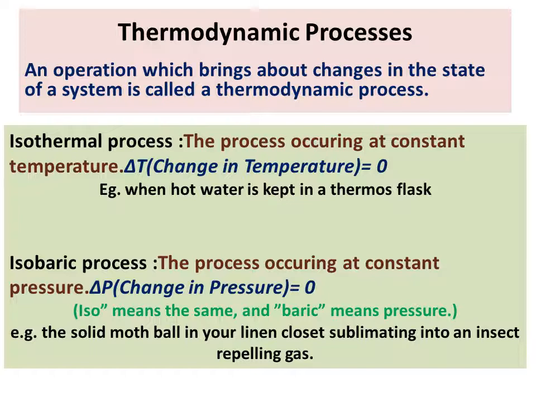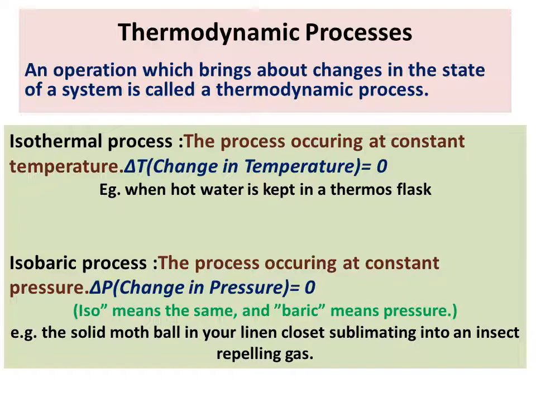You simply put mothballs in your cupboards and clothes to protect them from insects. What happens there? That mothball turns into vapors. So at what pressure? At constant atmospheric pressure. It is converting from solid to gaseous state. It is subliming. So this change of state, there is change of state of the system and at constant pressure. So this change will be called as isobaric process.